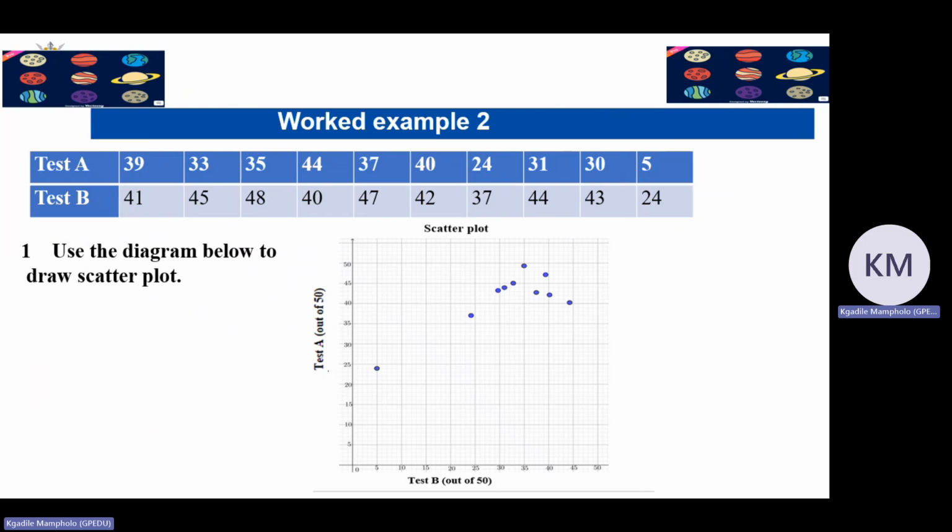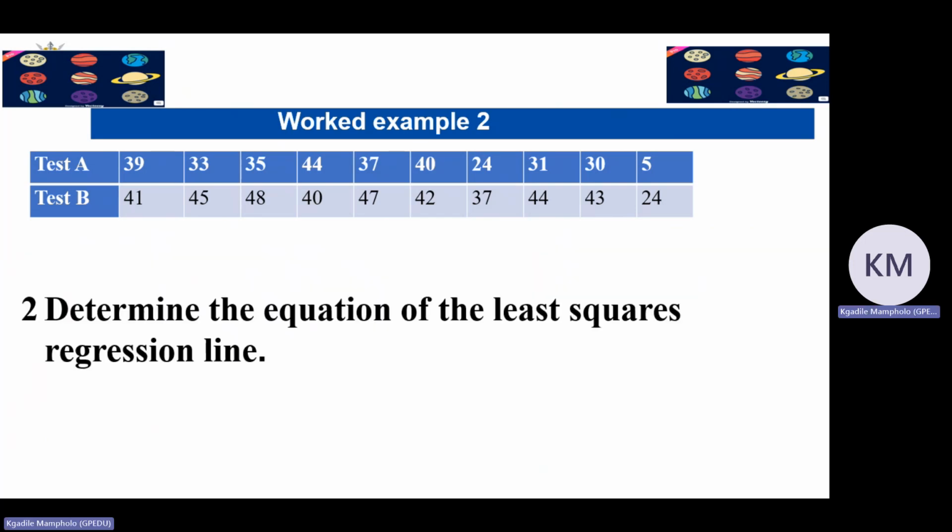So you'll plot the point. You say that when the mark of the first test is 5, the mark of the second test is 24, and so on. If it's 31, 41, then you plot those points. The next question, remember the previous one here is a scatter plot, which means you have drawn what you call the scatter plot.